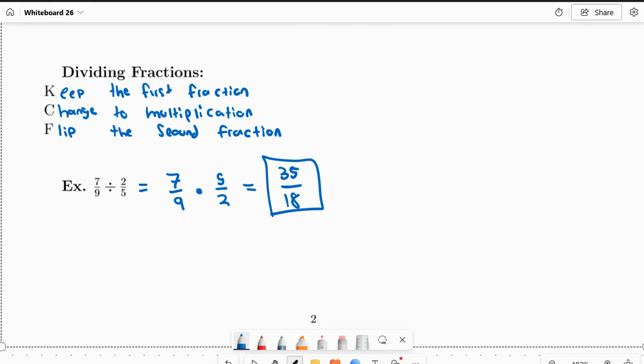Last step here, once again, we'll have to check to see if we can simplify it. I would show you this, but we'll go over this together in class. But 35 over 18 cannot simplify.